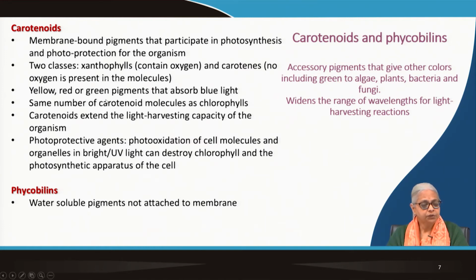So you have yellow, red or green pigments that can absorb blue light, and remember that blue light has higher intensity compared to red light. So this really makes a difference in terms of the light harvesting capacity of the organism and therefore its ability to survive. Now these are membrane bound pigments that participate in photosynthesis. I've also mentioned a second thing, and that is photoprotection.